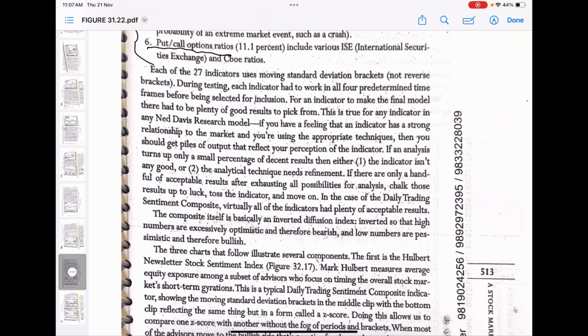During testing, each indicator had to work in all four predetermined time frames before being selected for inclusion. For an indicator to make the final model, there had to be plenty of good results to pick from. This is true for any indicator in any Ned Davis Research model, if you have a feeling that an indicator has a strong relationship to the market and you're using the appropriate techniques.